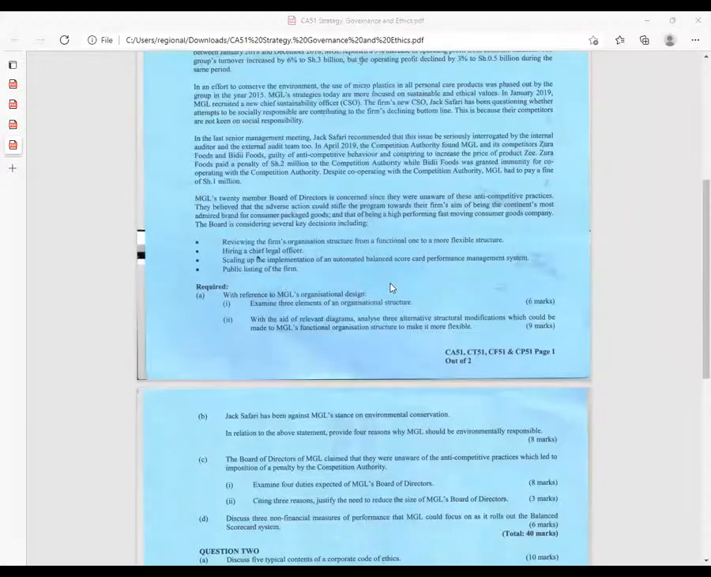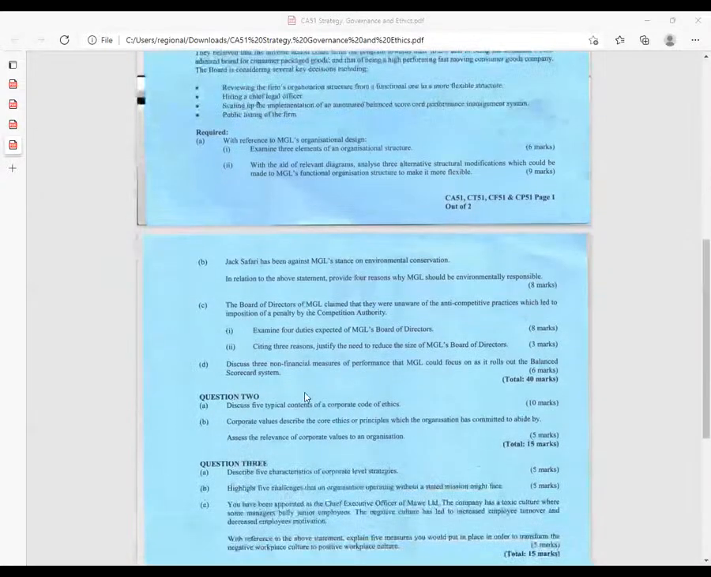Now, look at the next one. The board of directors of MGL claimed that they were unaware of anti-competitive practices, which led to imposition of a penalty by the competition authority. Examine 4 duties expected of members of the board of directors. Such a question, I do not need even to read the case study. These are questions that I can easily answer, and they are easy, and you can see they've got so many marks, 8 marks.